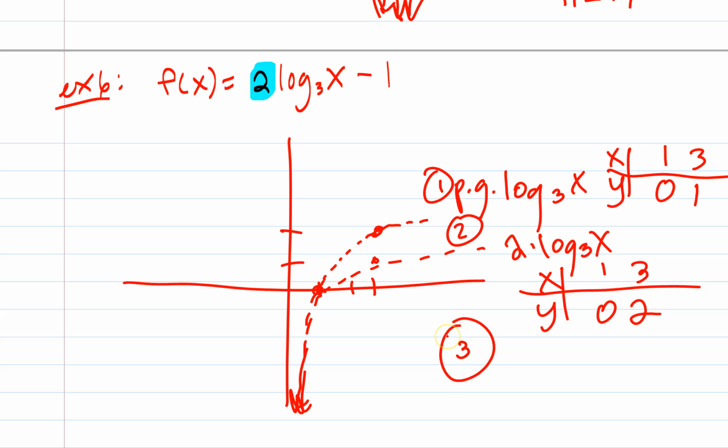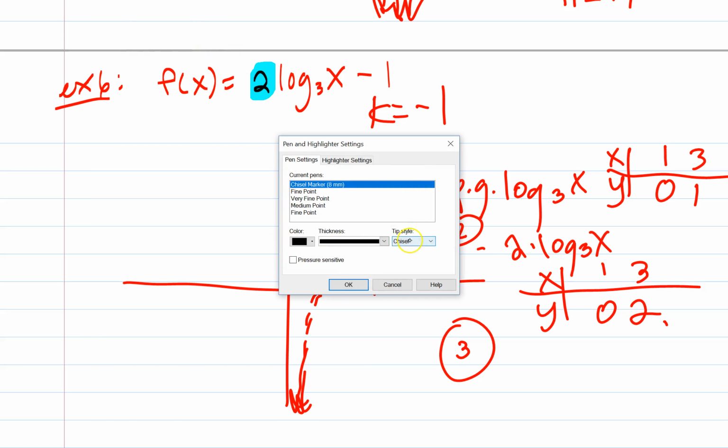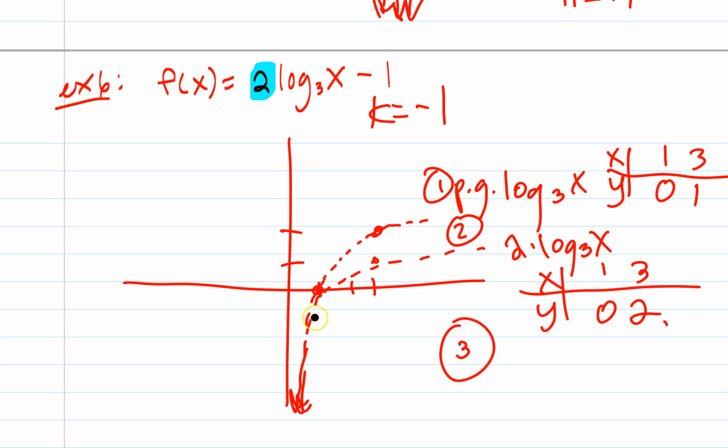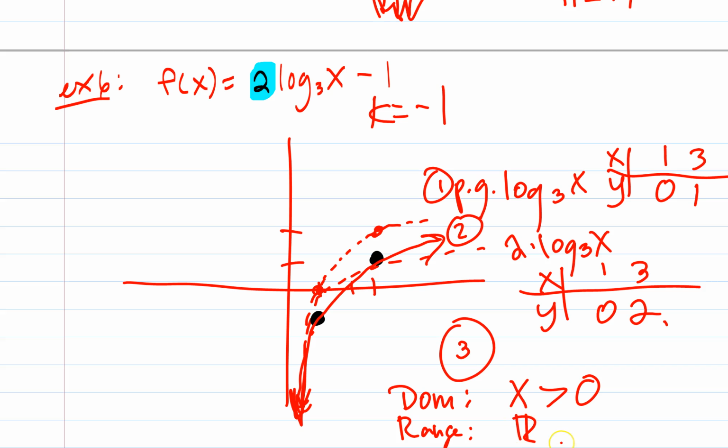Step 3, shift it. That minus 1 is 8k. So all of these final points get shifted down 1. And last but not least, I draw my solid line. Domain: x is greater than the horizontal shift, here 0. Range: all real numbers.